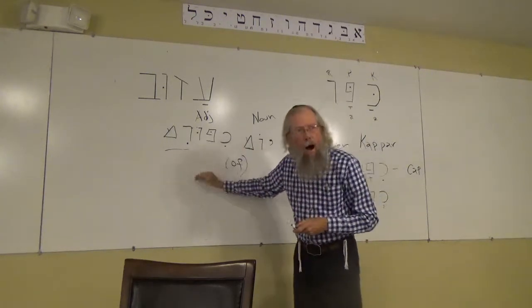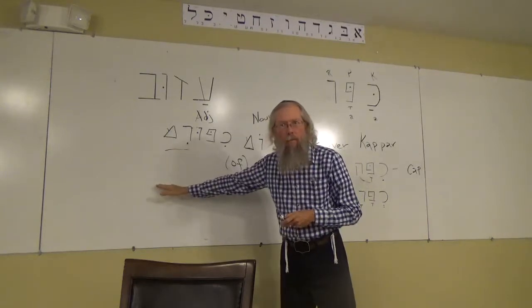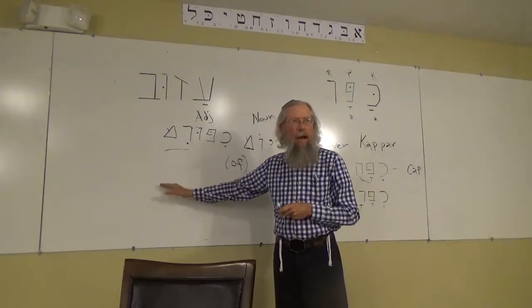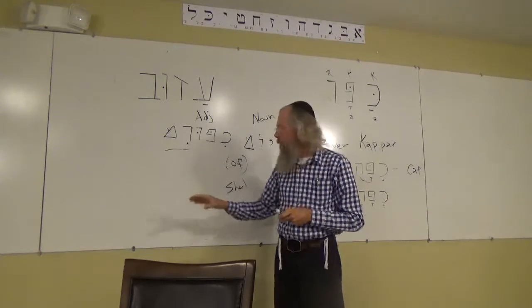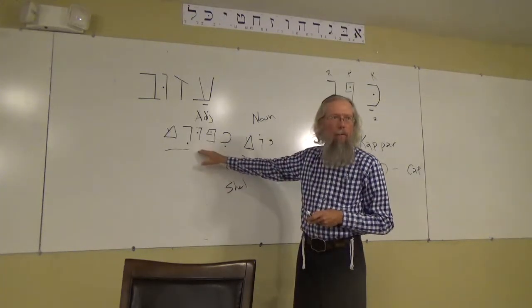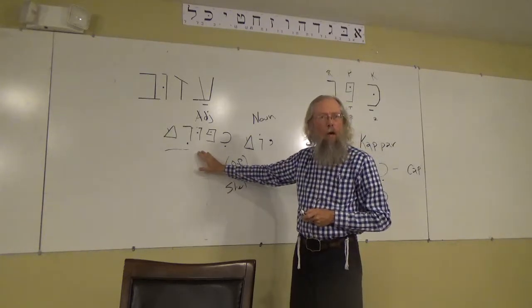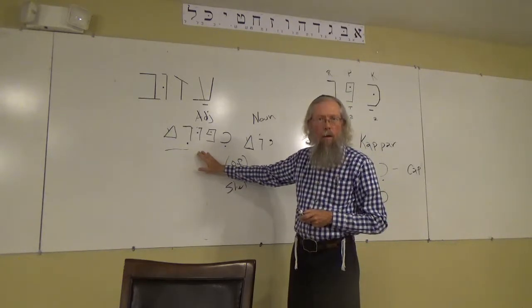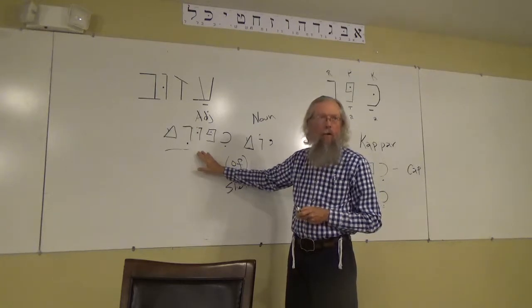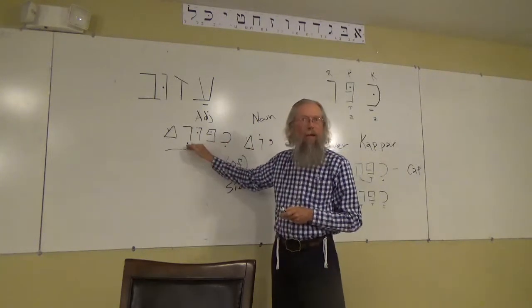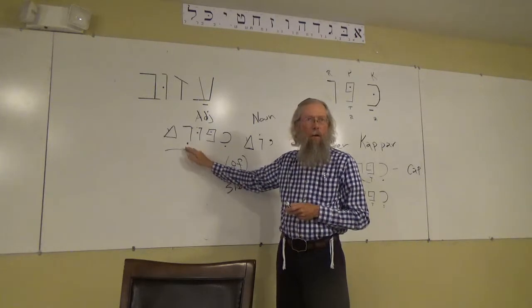Day of Atonement is how it's translated in English, correct? Day of Atonement. The of is understood. In Hebrew, it's very simply Yom Kippur. Day of Atonement. Very good. However, Yom Kippurim is the proper title of it.